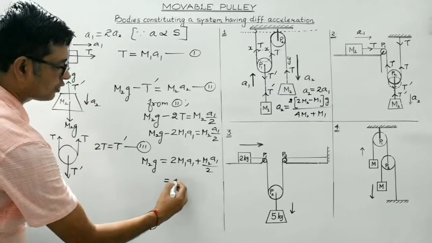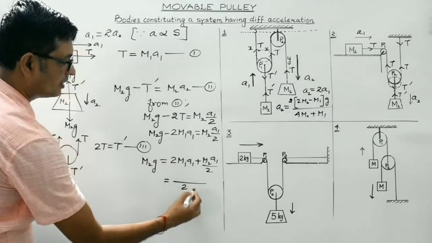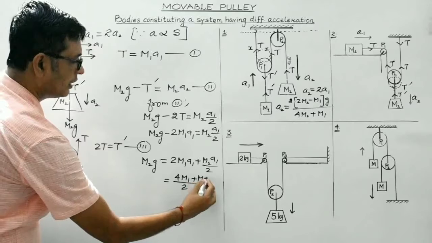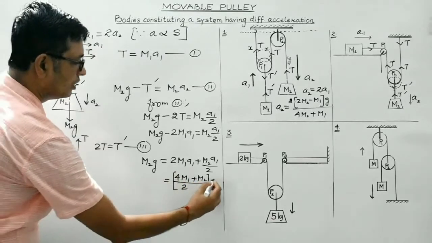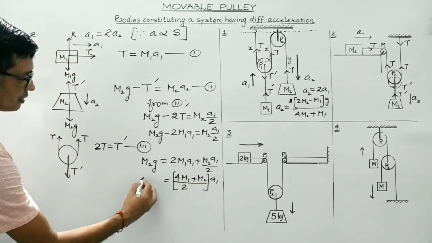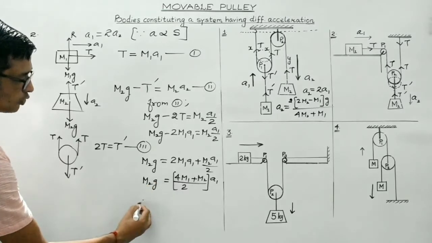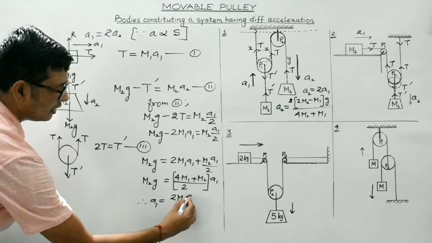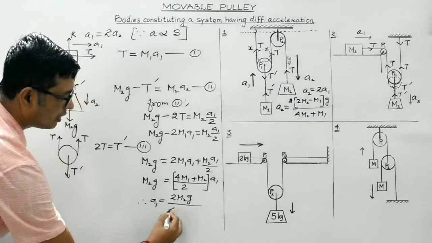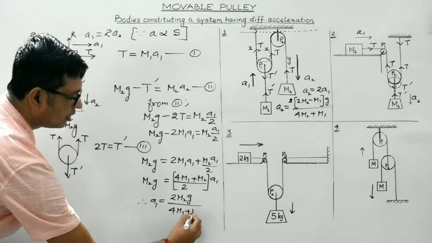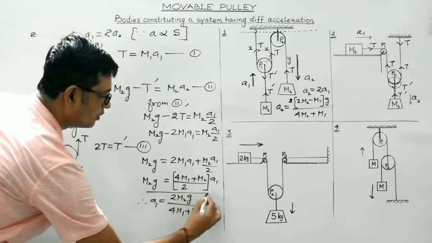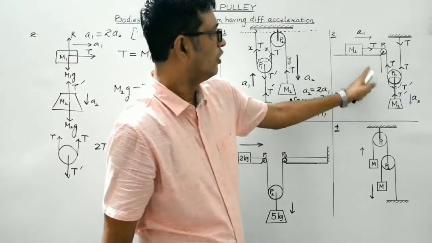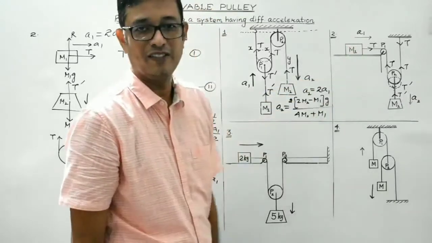So, A1 can be taken as common. 2 is the LCM, so what we get? 4M1 plus M2, and over here, A1. And this is M2G. Therefore, students, A1 is equal to twice M2G divided by 4M1 plus M2. This is the acceleration of the body of mass M1.